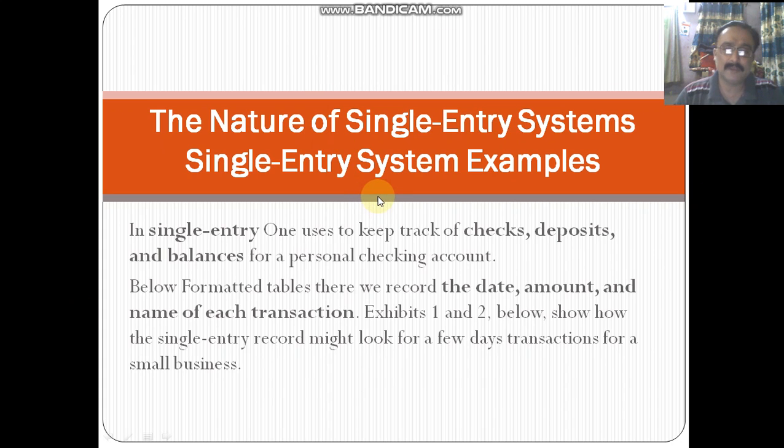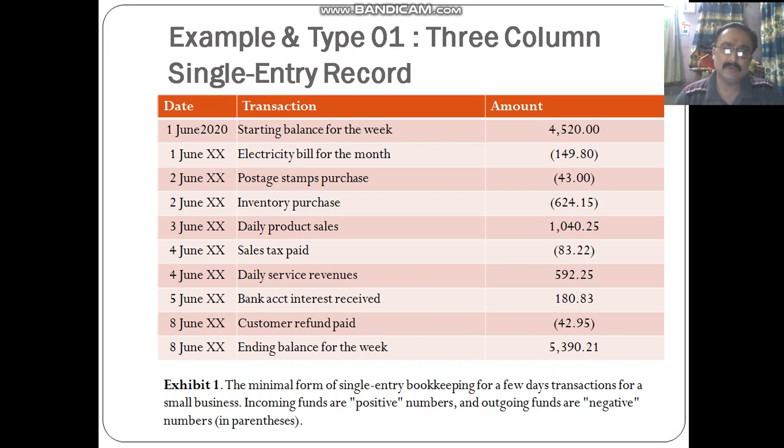Here, I have shown the nature of transactions in the books of accounts of single entry. Single entry normally focuses on checks, deposits, and balances. That means we already have a balance, to which we add revenue and from which we deduct expenses in one column. Likewise, we share the date, amount, and description of each transaction. Now, here I have shown an example of a three column single entry record.